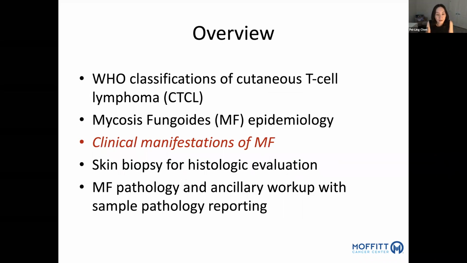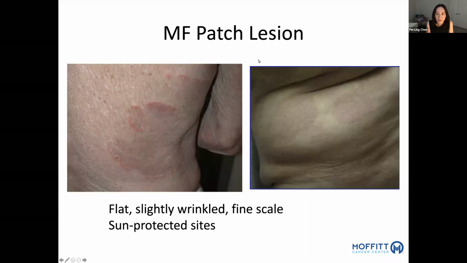So next on to clinical manifestations of mycosis fungoides. So here, as I mentioned, the three main clinical manifestations are patch, plaque, and tumor. Here we're looking at a patch lesion of mycosis fungoides. At this stage, you see mostly flat, slightly wrinkled lesions with fine scale, and they typically happen in some protected sites.